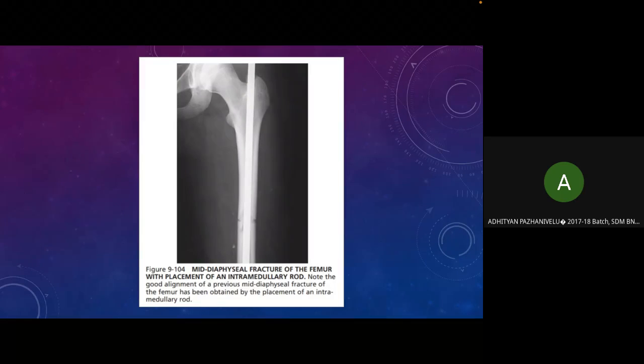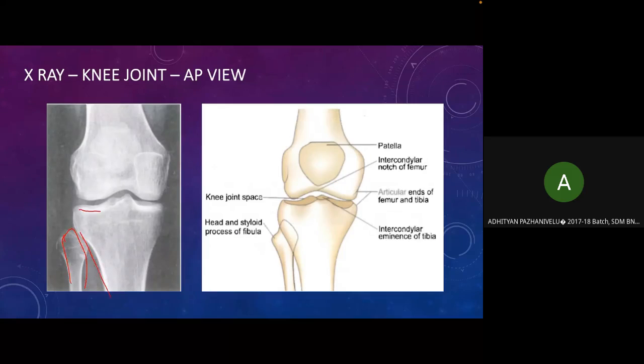Yeah, coming to the knee joint, this is the normal anatomy of the knee joint. What we have to remember is, in a knee joint, we can take an AP or a lateral view, and this is the fibula here. This is the tibia. This is called the tibial plateau. These are the femoral condyles, and this is forming the knee. There is one more important structure.